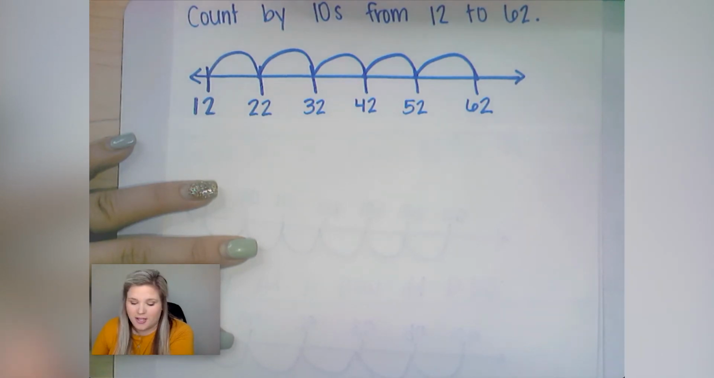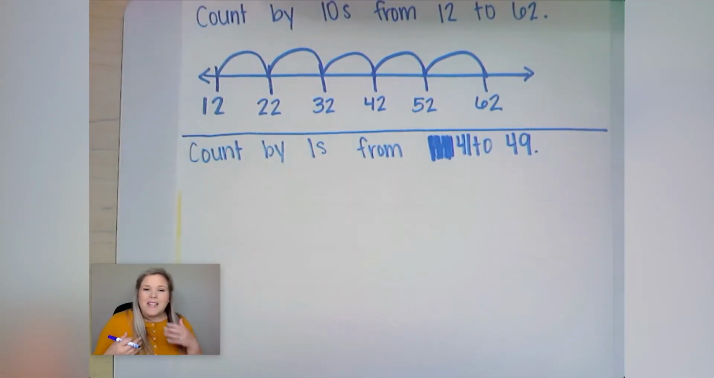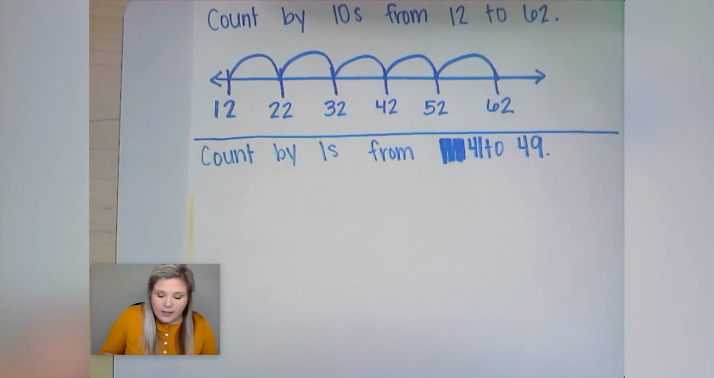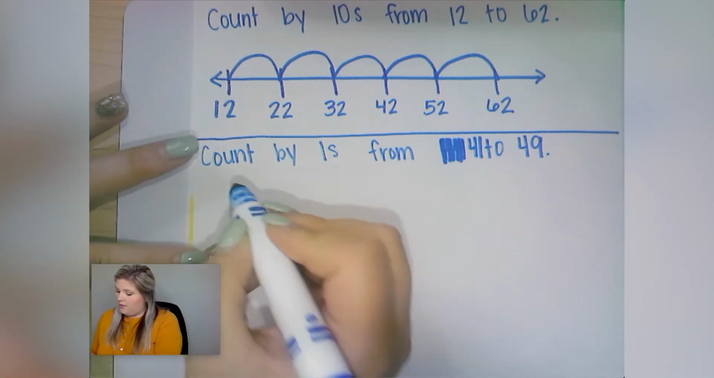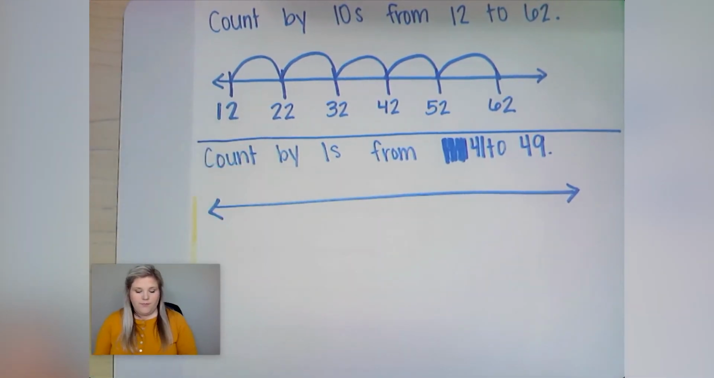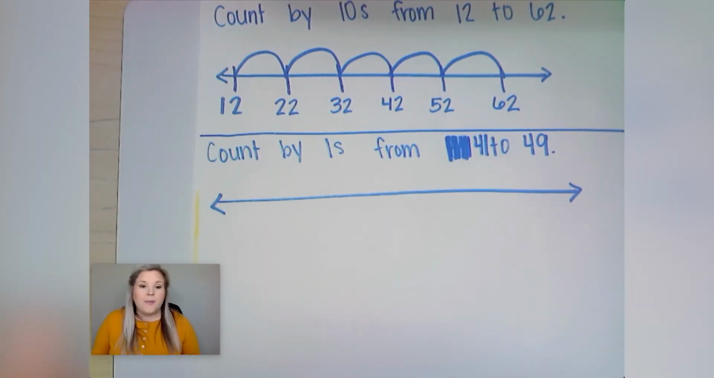Now it's your turn. I want you by yourself to count by ones from 42 to 49. So the first thing you're going to do is to draw an open number line. I want you to complete that open number line to count by ones from 41 to 49. I'm going to pause for a minute to give you a chance to do that on your own. Go ahead.